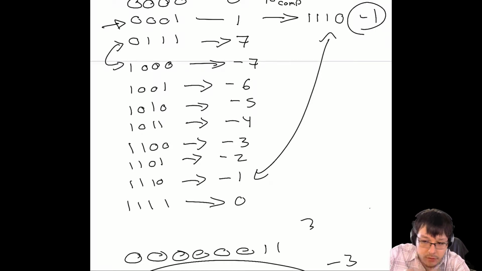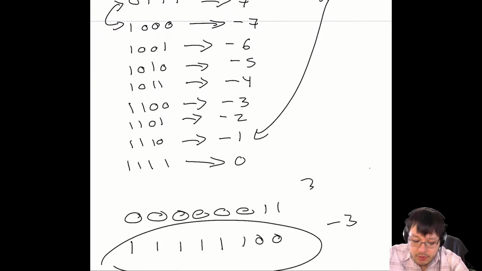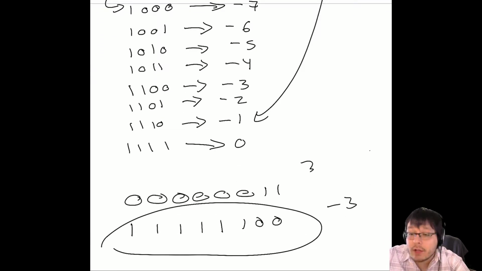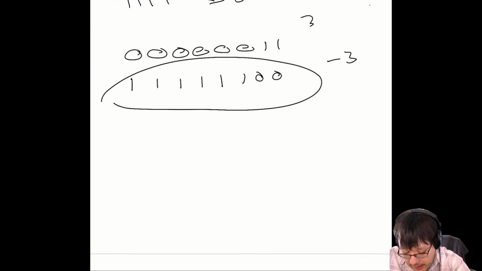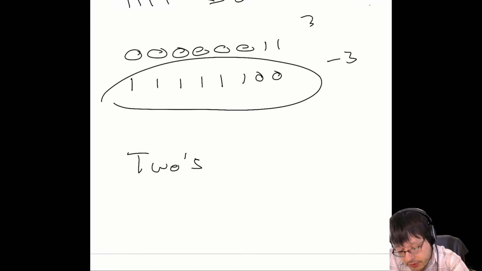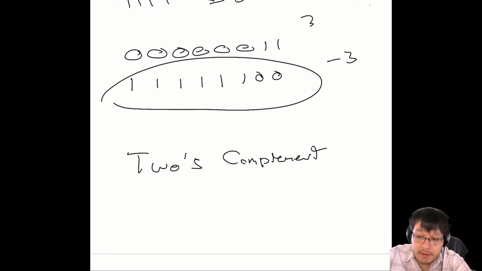And so the solution to that is 2's complement, which is doing 1's complement and then adding 1 to the result. Okay, so that's the important one. That's the one that you should really know, because that's what's actually implemented in computers.